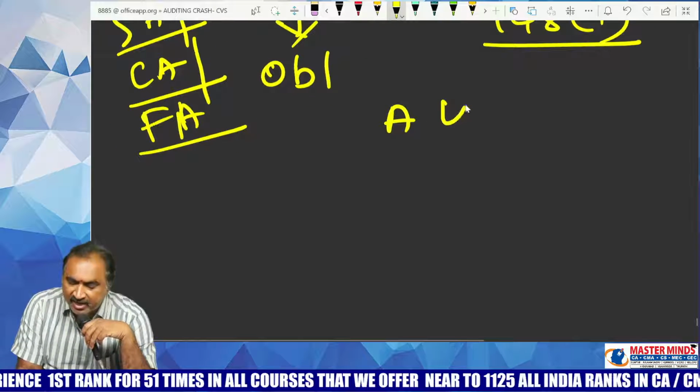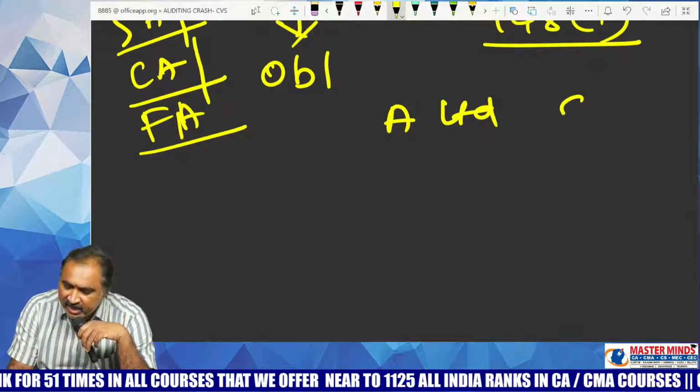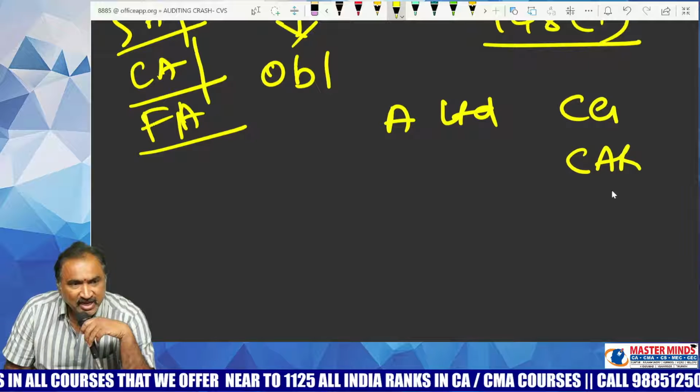You have been appointed as the auditor of A Limited. Let us assume A Limited has been directed by the central government to make and maintain cost accounting records.